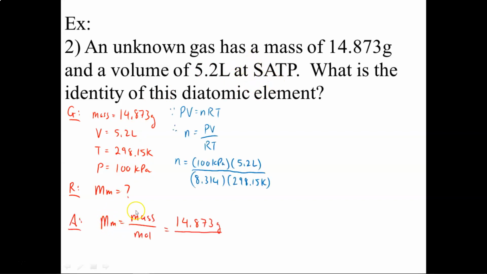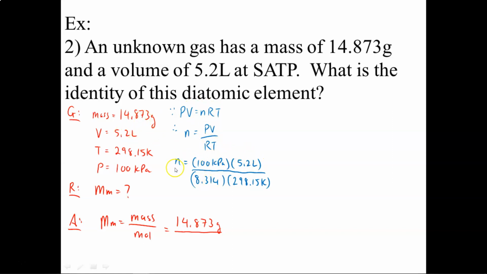The equation for molar mass is mass divided by mole. I have the mass up here, 14.873 grams, so I'll plug that in. All I have to do now is solve for mole. For that, we'll use the ideal gas law, rearranged to solve for mole. n is equal to PV over RT. I'm going to start plugging my values in.